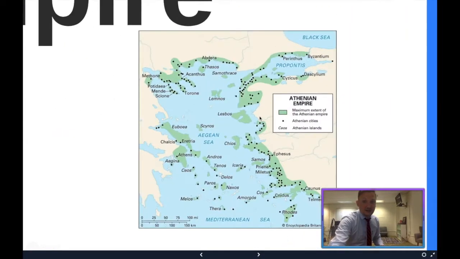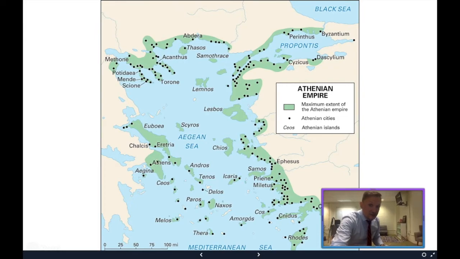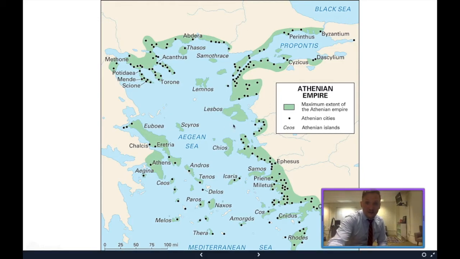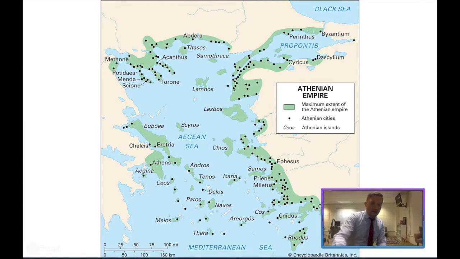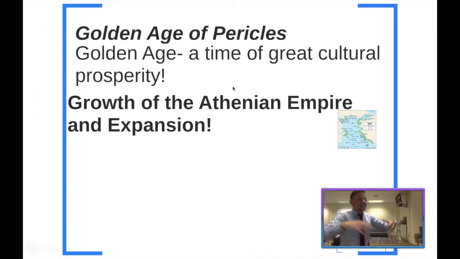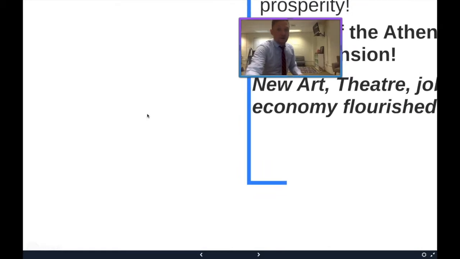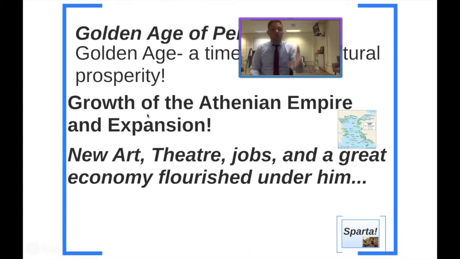If you actually look at this right here, Athens is one small city-state, but everything here in green, all these coastal ports as well as the islands inside of the Aegean, is going to be the growth of the Athenian Empire, and along all these areas, they began to establish cities, right? So it is important to understand that the Athenian Empire under Pericles is going to have massive growth, not just culturally, locally, but also on an expansive scale. Going forward, you're also going to see new arts, theater, jobs, and a great economy flourish under Pericles.